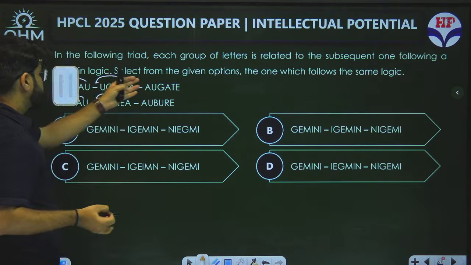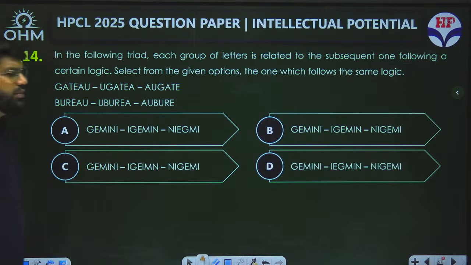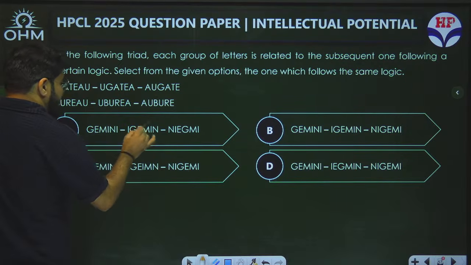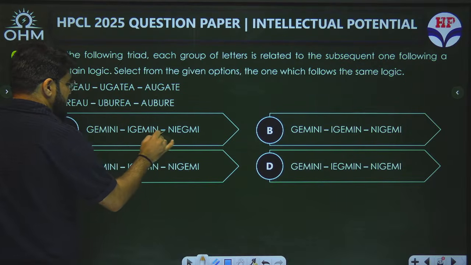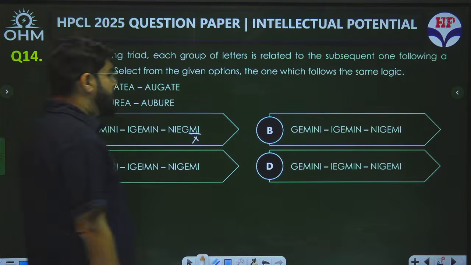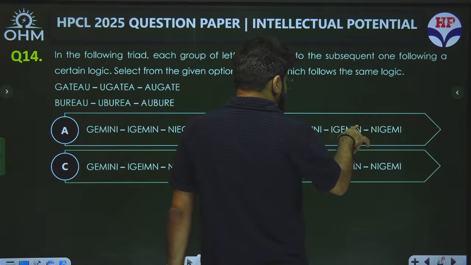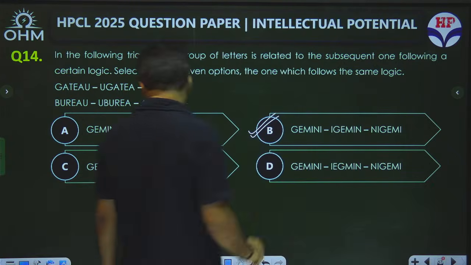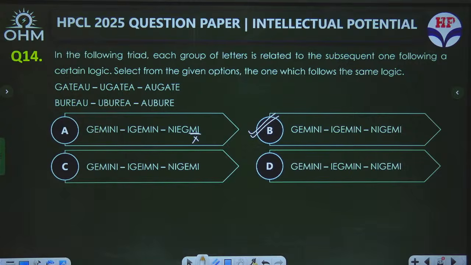Now all options are starting with the word Gemini, so I has to come first. I, then Gemin. Then N will come first and I, G, this is wrong. This pattern is wrong. Then Gemini, I, Gemin, this is correct. Then N will come up here. N, I, G, I, M, I, this is correct. B answer itself is correct.